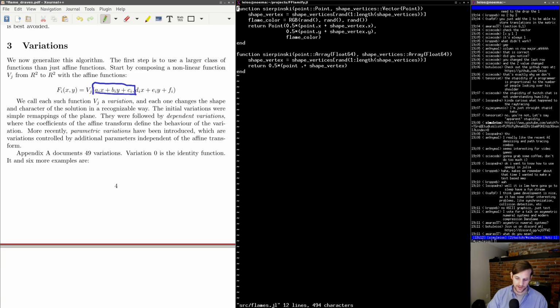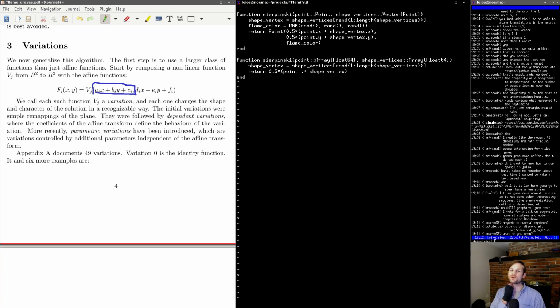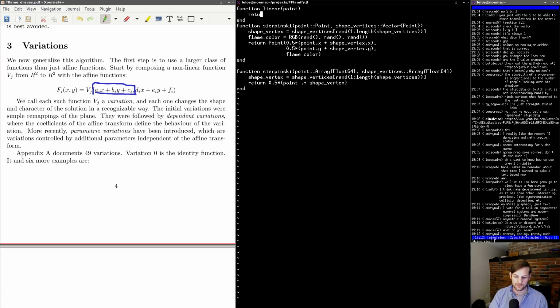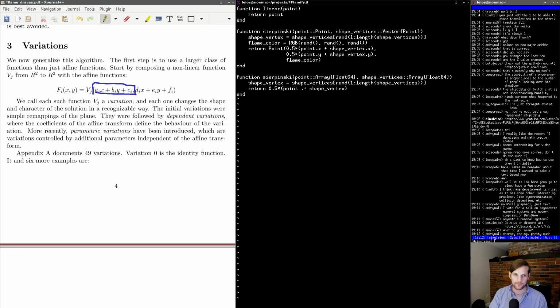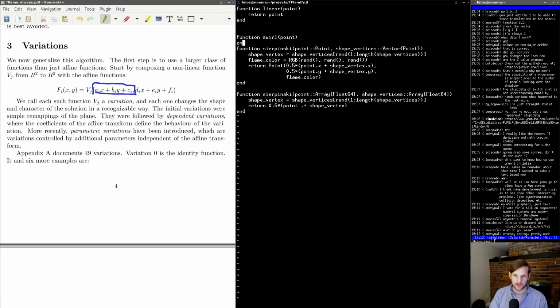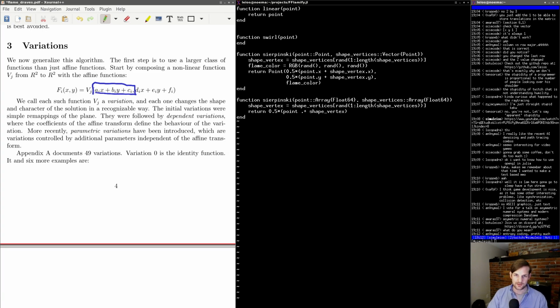What do you mean? Okay, so let's go up here and implement a few basic functions. The first function I'm going to implement is just going to be called linear. It's going to take in a point, end here, and just return point. That's it. Okay, the next function I want to call swirl, because we had swirl defined before. It's going to read in a point. End here, and let's keep going.